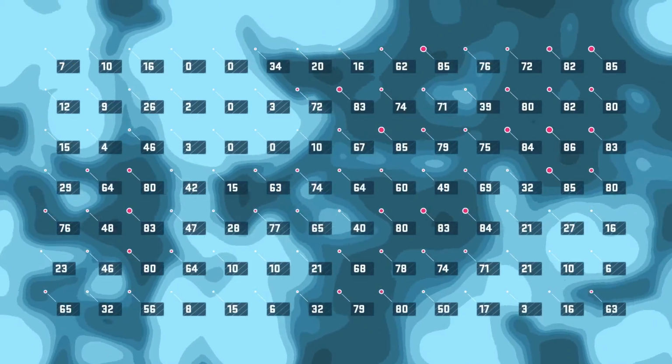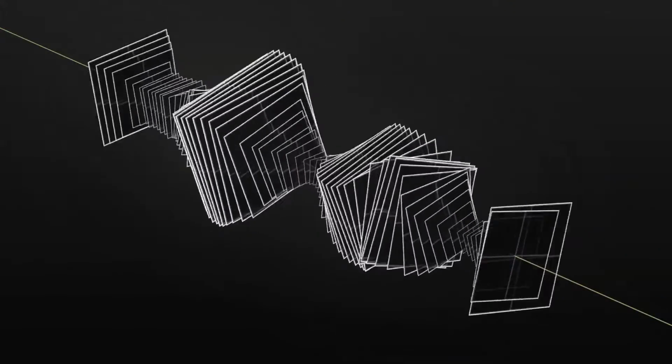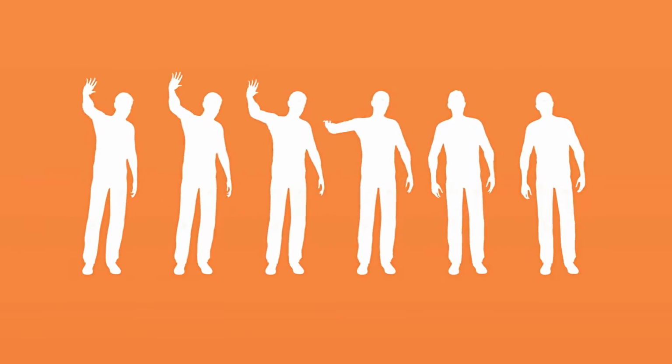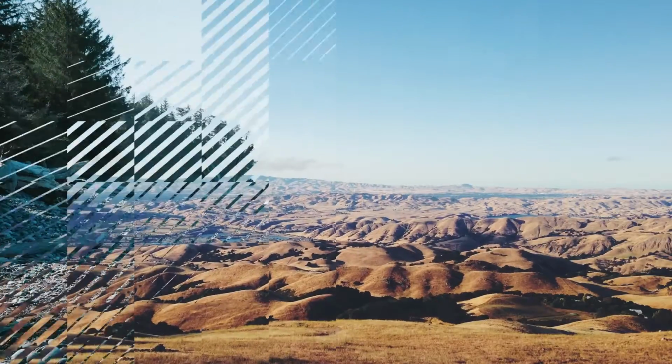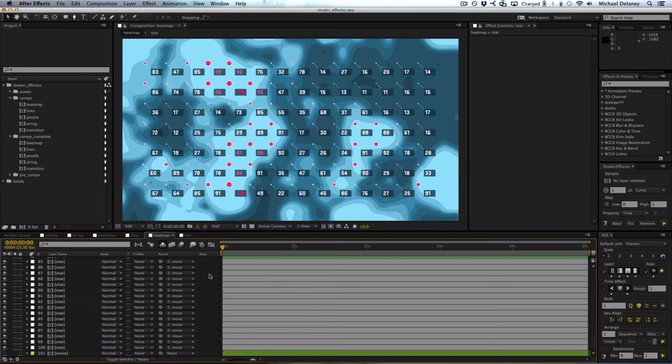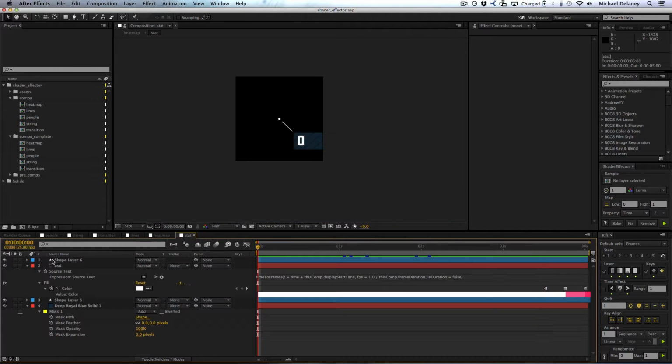Shader Effector provides a quick way to control the properties of multiple layers from the pixel values of another layer, kind of like the Shader Effector from Cinema 4D's Mograph module. So in this composition, I have a heat map infographic in which I have a bunch of stack compositions spread throughout that have a numerical value of 0 to 100 over the course of 4 seconds.